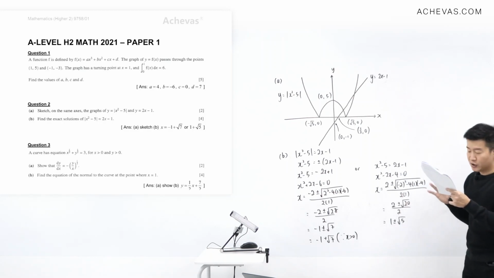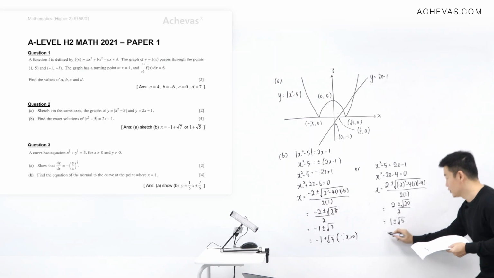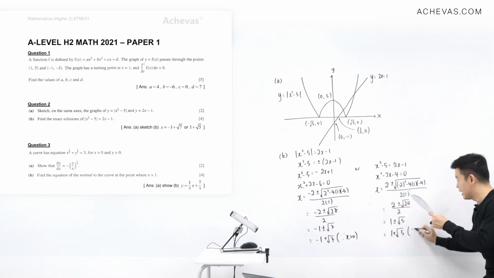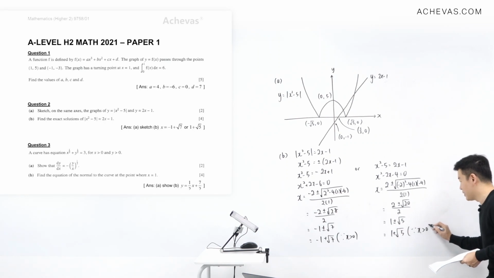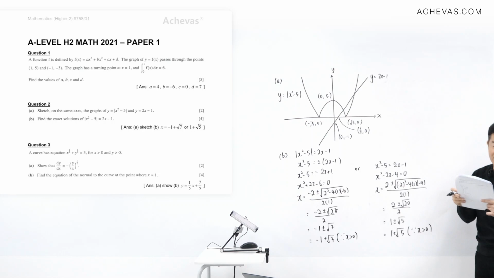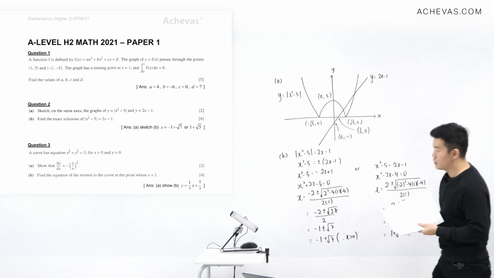Again, we are going to be choosing just the positive value. So this is going to be equal to 1 plus square root of 5. And again, I'm doing this based on the fact that x must be a value that is bigger than 0 according to my graph. That's it for question number 2. I think it is quite an okay question. Let's take a look at the next question, question number 3.